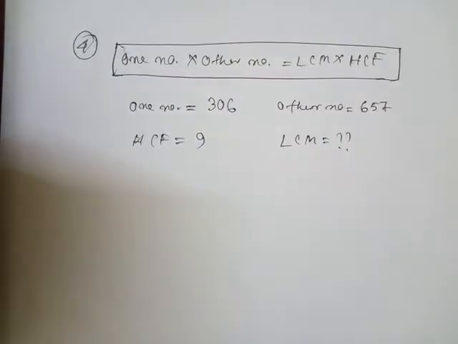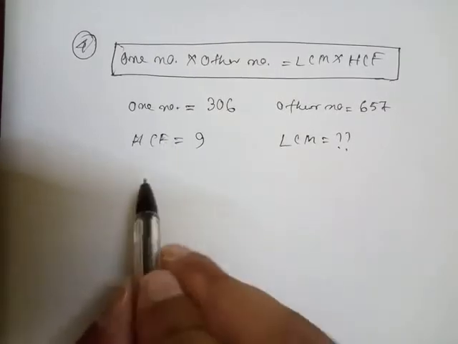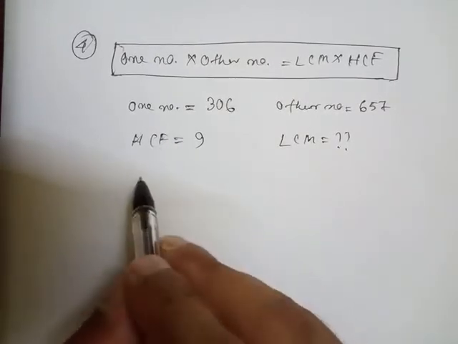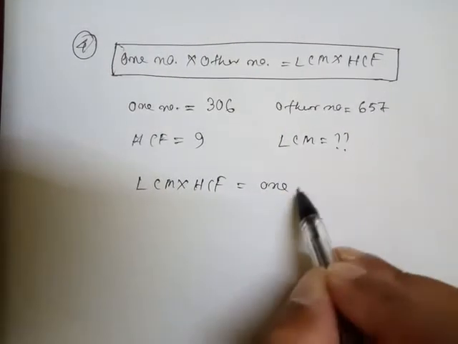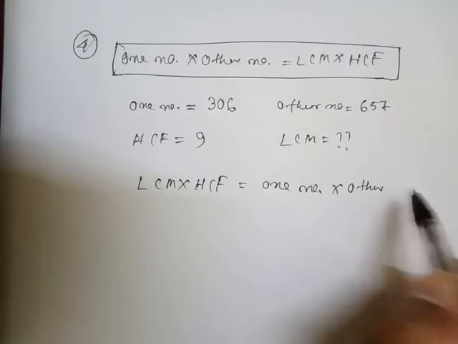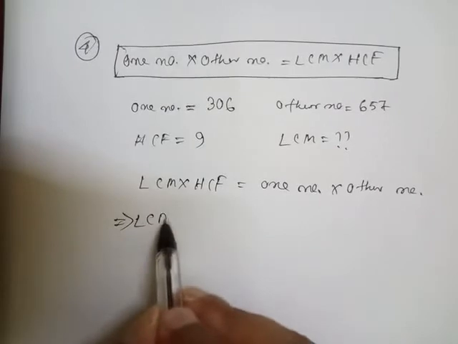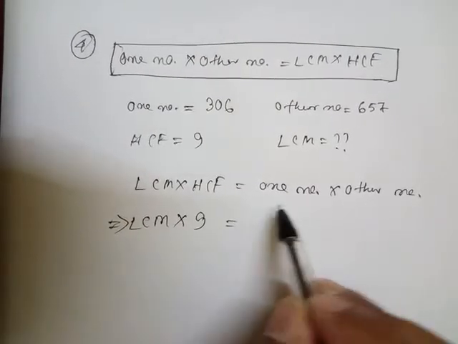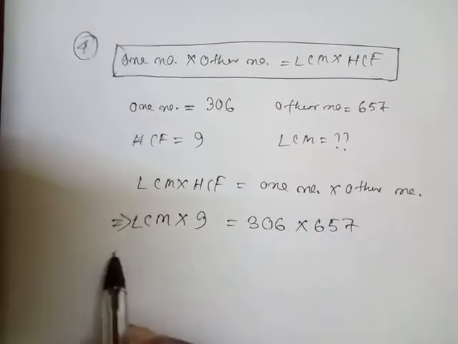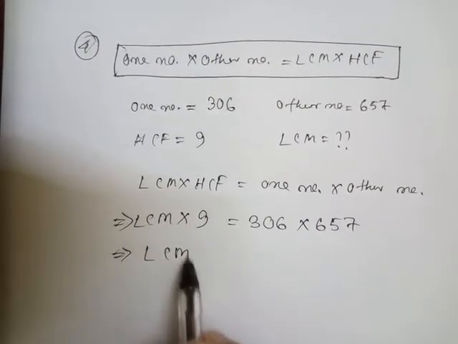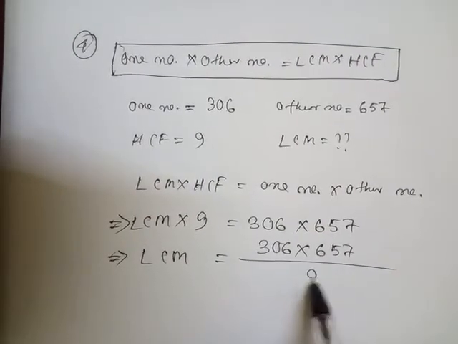Now by using this formula, we can write that LCM into HCF equals one number into the other number. So we'll write LCM here. HCF is 9, one number is 306 and the other number is 657. So LCM equals 306 into 657 by 9.